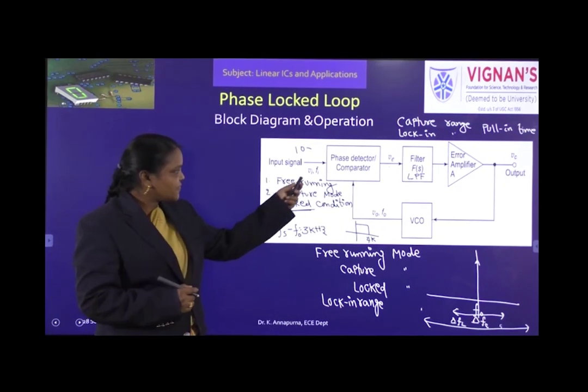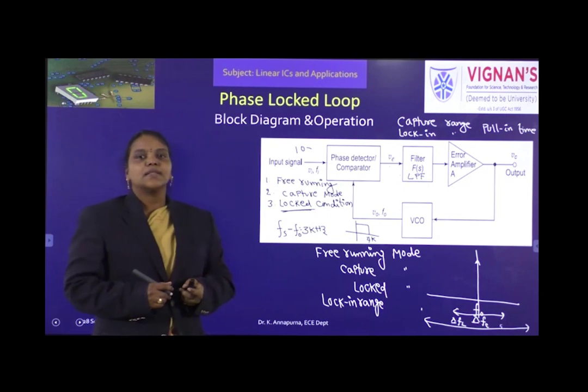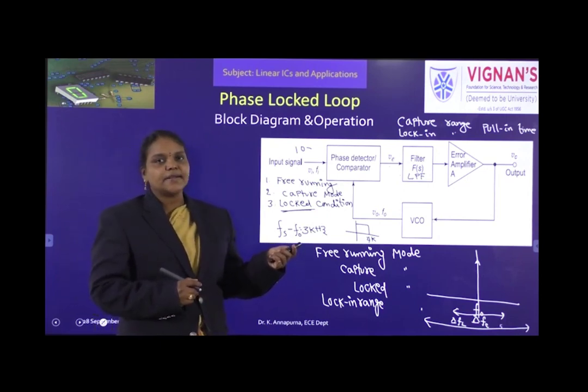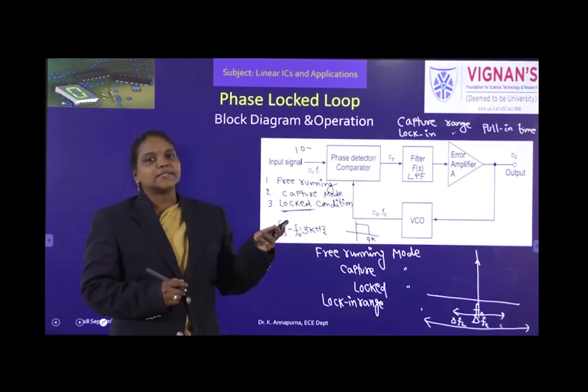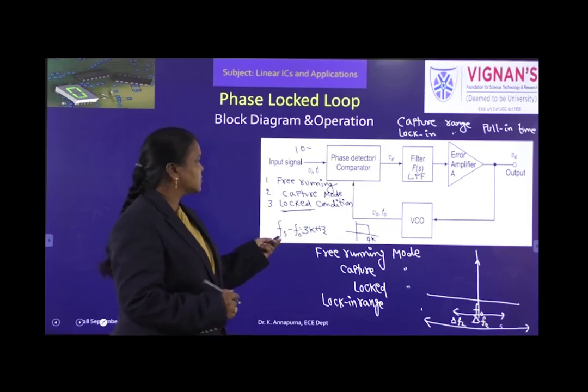Okay, now let us see the first block in detail, that is the phase detector or phase comparator. There are two types basically. Okay, analog phase detector and digital phase detector. Now let us see two analog phase detectors and two digital phase detectors.